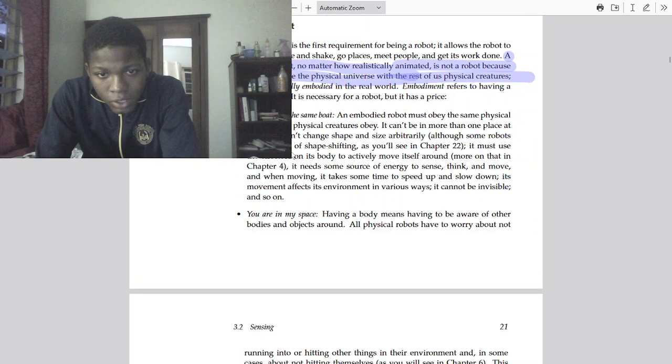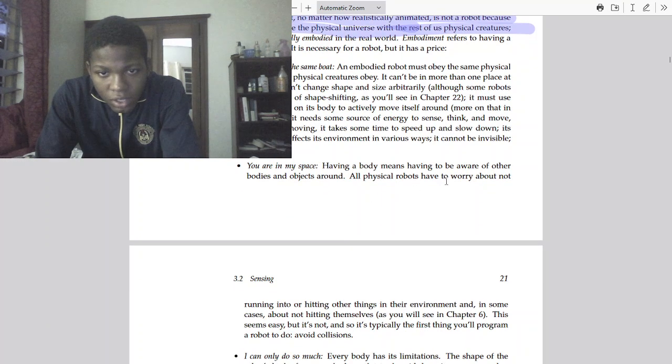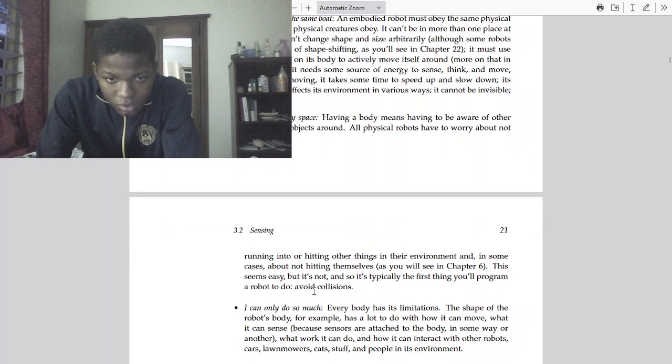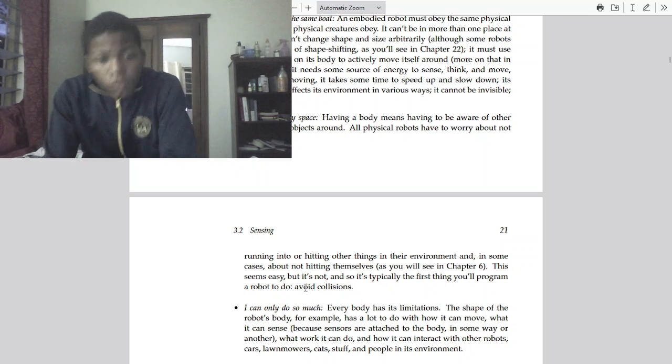You are in my space. Having a body means having to be aware of other bodies and objects around. All physical robots have to worry about not running into or hitting other things in their environment, and in some cases not hitting themselves, as you will see in chapter 6. This seems easy, but it's not, so it's typically the first thing you program a robot to do. Avoid collisions.